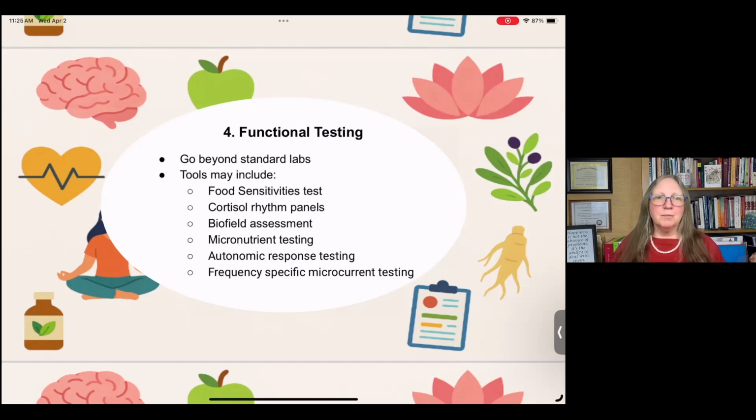We might do micronutrient testing. That's usually a blood test. We will do an autonomic response test, which has to do with feeling your pulse while we're incorporating different items into your energy field. And we might do frequency specific microcurrent testing, which we do on the ear. So there's a lot of different types of testing that we can do that find those early whispers of the body being out of balance. It's really, really important.